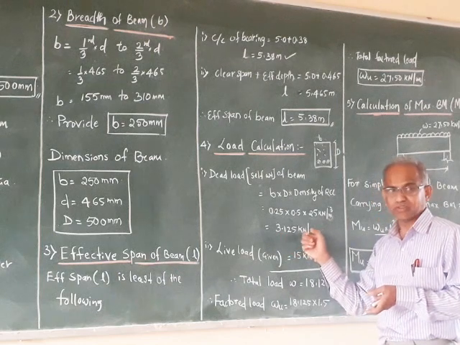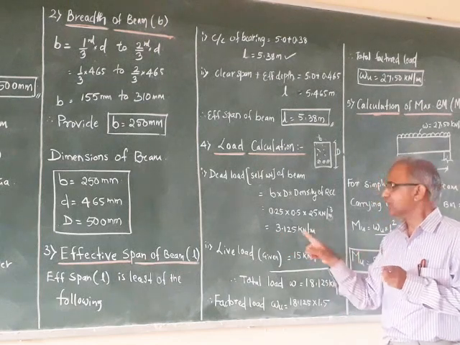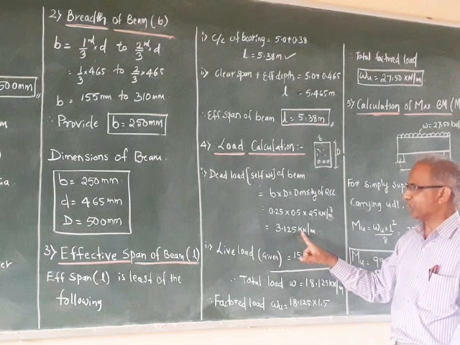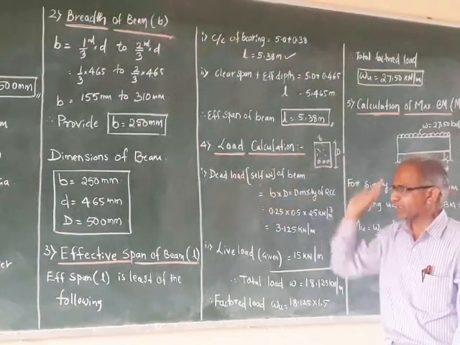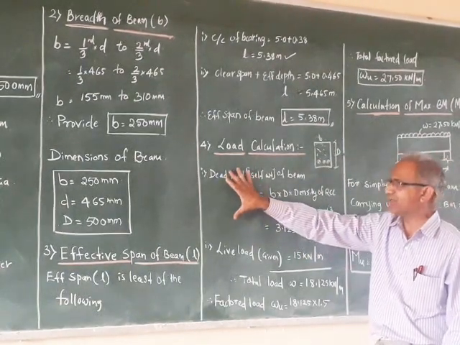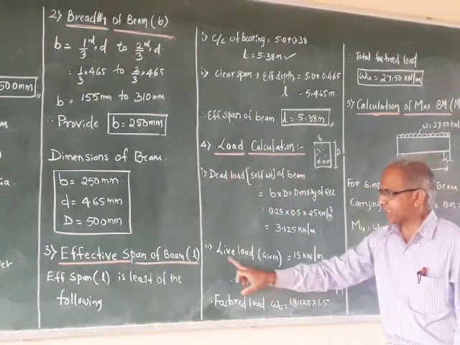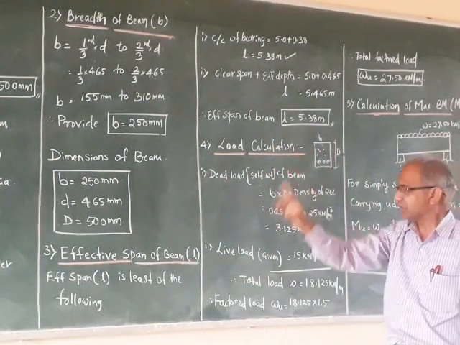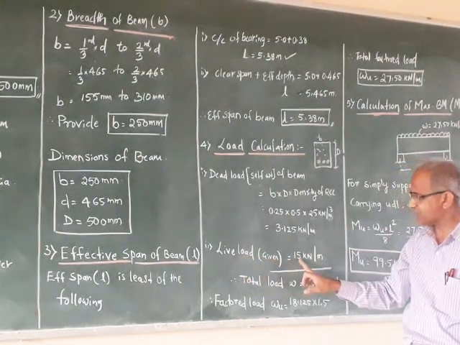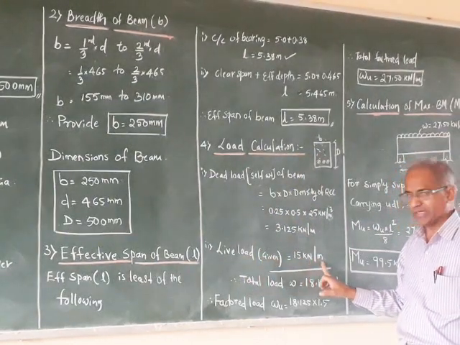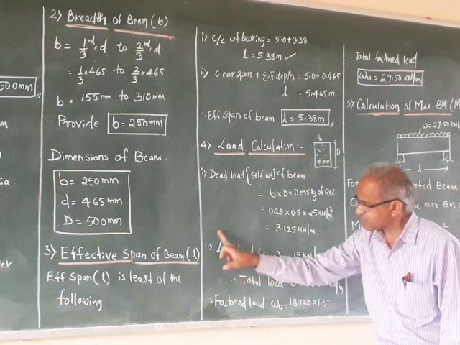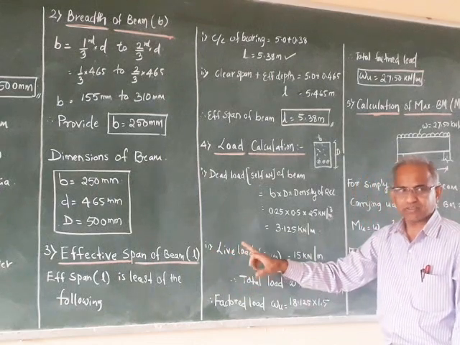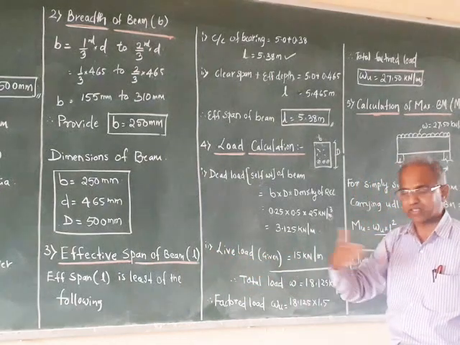3.125 kilonewton. So for 1 meter length, 3.125 kilonewton will be the dead load. This is the first, self weight of the beam, or dead load of the beam. Second is live load. The live load is given in the problem as 15 kilonewton per meter. As the name indicates, live, the loads which are moving.